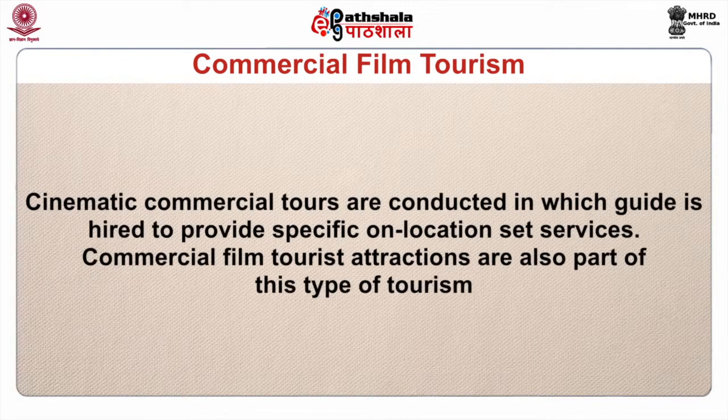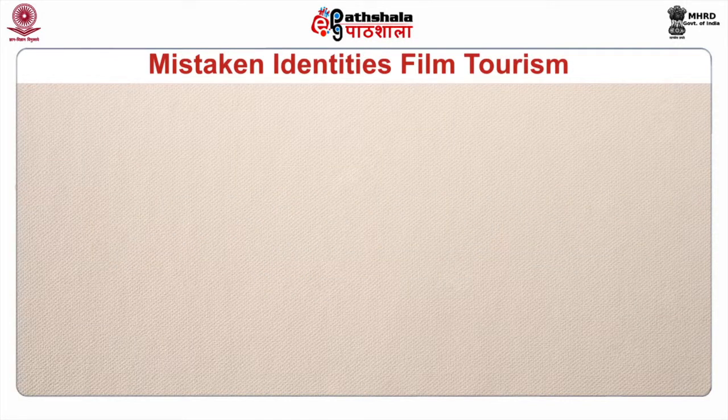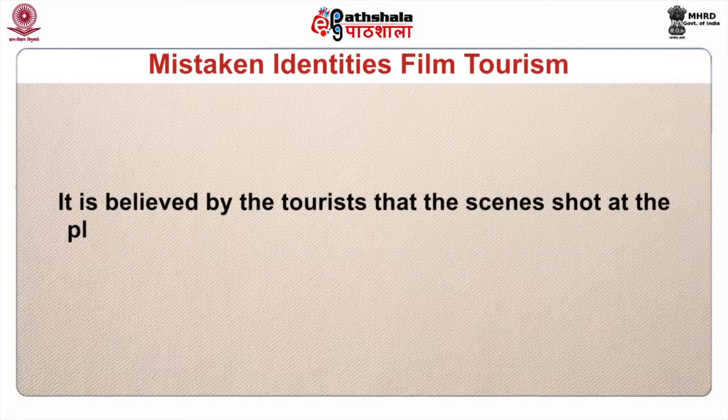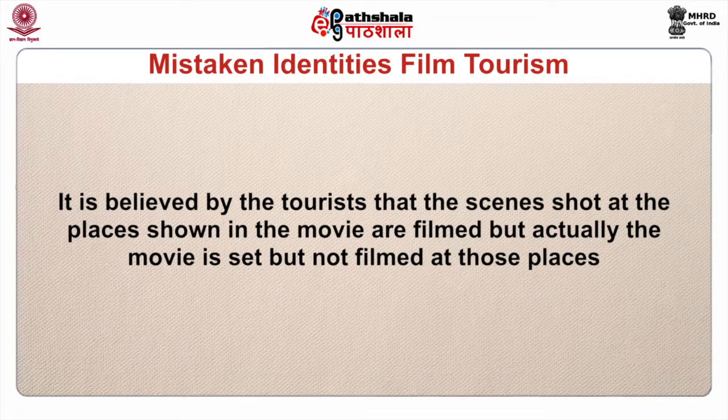Then comes commercial film tourism. Cinematic commercial tours are conducted in which a guide is hired to provide specific on-location set services. The commercial film tourist attractions are also part of this type of tourism. The next is mistaken identities film tourism. It is believed by the tourist that the scenes shown in the movie are filmed at those places, but actually the movie is set but not filmed at those places.